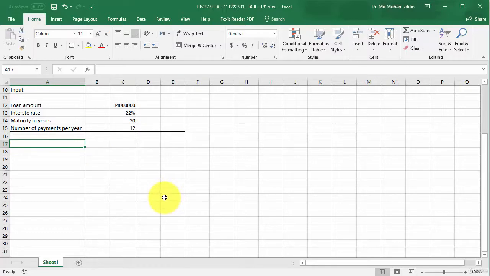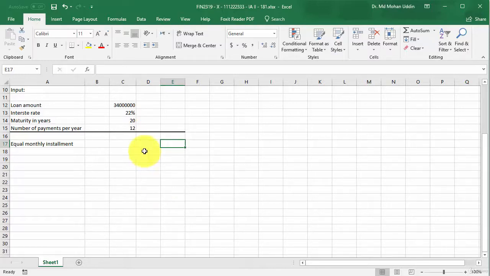So the first thing we have to do is calculate the monthly installment payment, the equal monthly installment payment. So let us write down equal monthly installment. So this is essentially the PMT. That means we have to use the PMT function to calculate the equal amount that should be paid every month in these 20 years, so that the present value of the equal amount during these 20 years is equal to 34 million. Okay, now how can we do that?